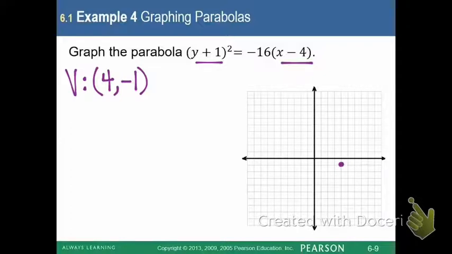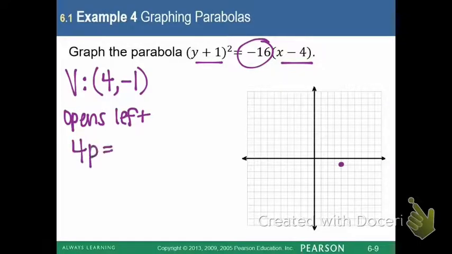Okay, next step, figure out if it opens left, right, up, or down. The y's are being squared this time, so that tells me it's opening left or right. Because it's a negative 16, it's telling me that it opens left. So next, find the value of p. For 4p equals negative 16, so p equals negative 4. So again, because that is negative, that's still telling me it opens to the left.